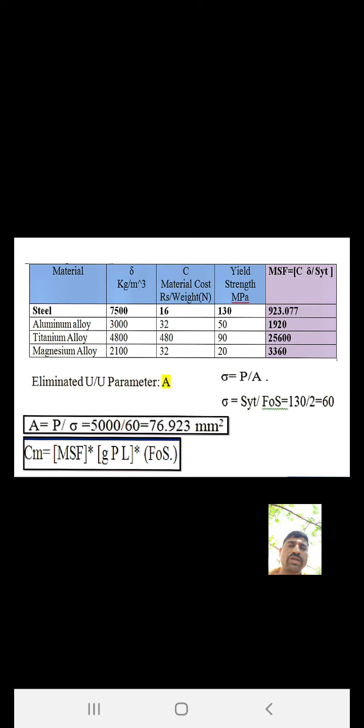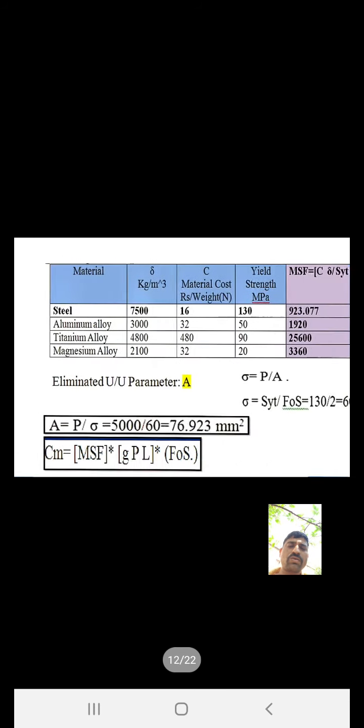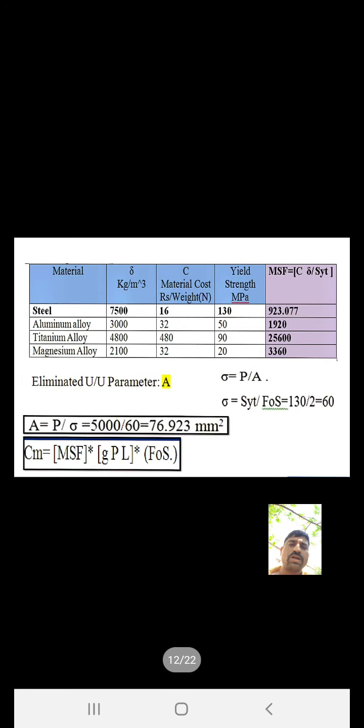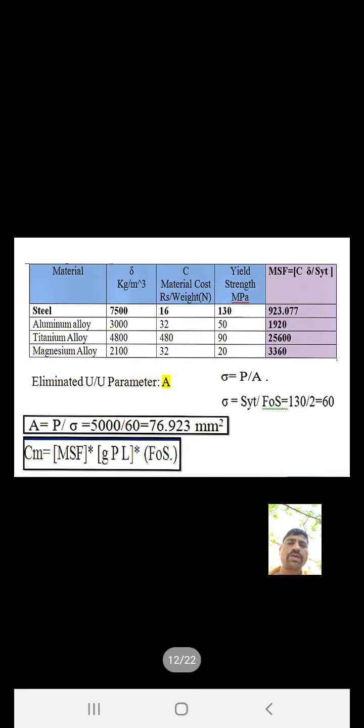Then how to calculate the MSF? MSF is the separate material parameter. We can calculate that value. See the equation, C into delta divided by SYT. With the help of that, you should add one column in the given table and find out the value for all materials. You will get the first value for steel, MSF, the separate material parameter: 923.077. This value you will get.